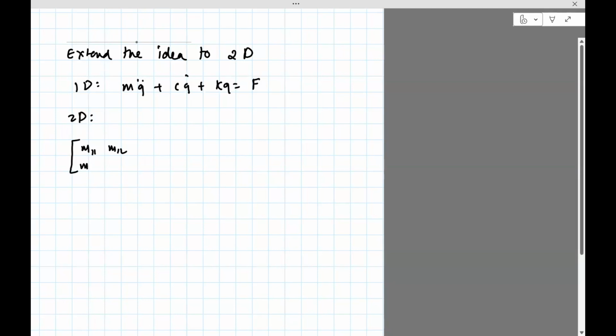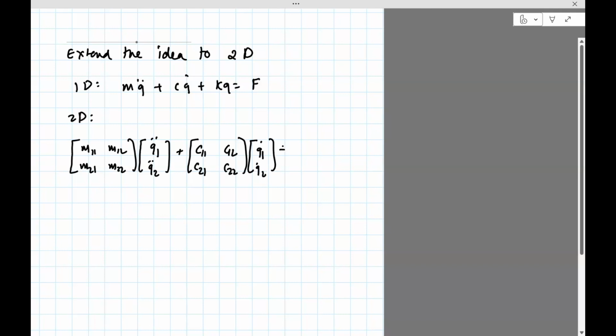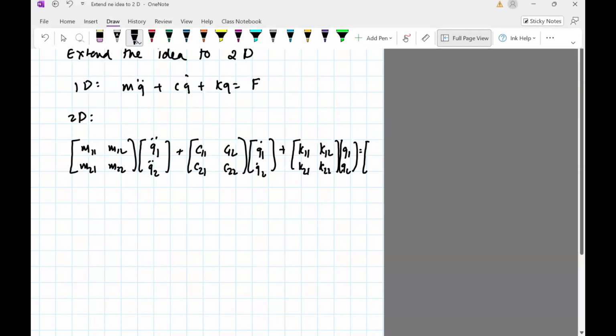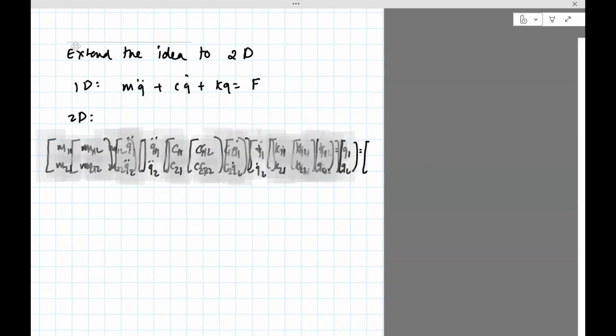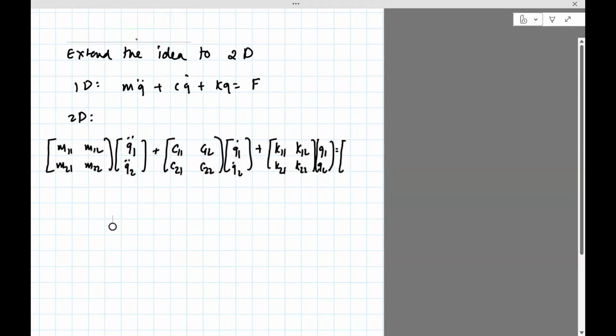M11, M12, M21, M22, Q1 double dot, Q2 double dot, plus C11, C12, C21, C22, Q1 dot, Q2 dot, K11, K12, K21, K22, Q1, Q2 equals, my God, I'm running out of space. Okay, so this will be F1, F2.